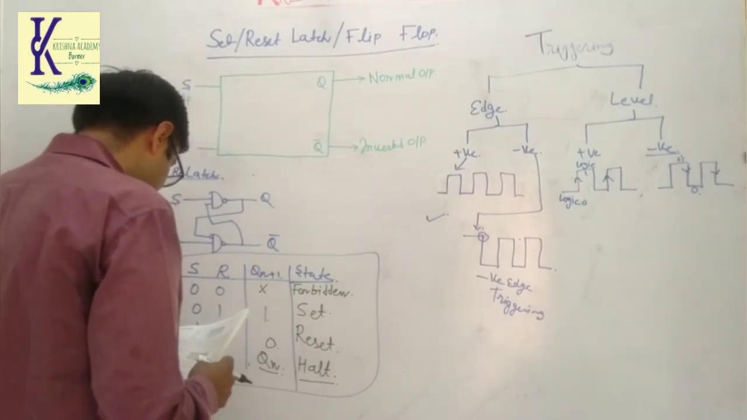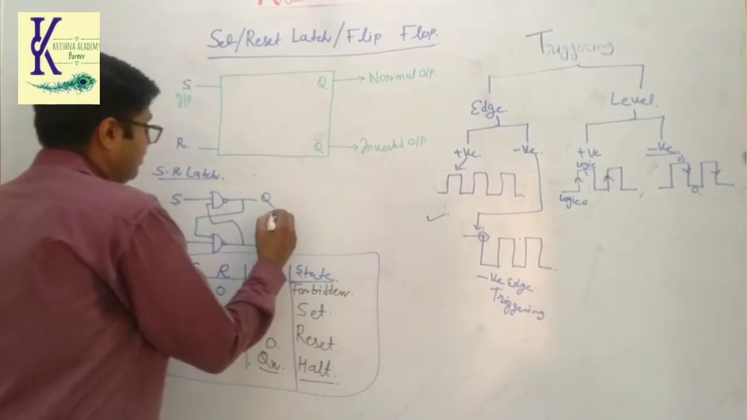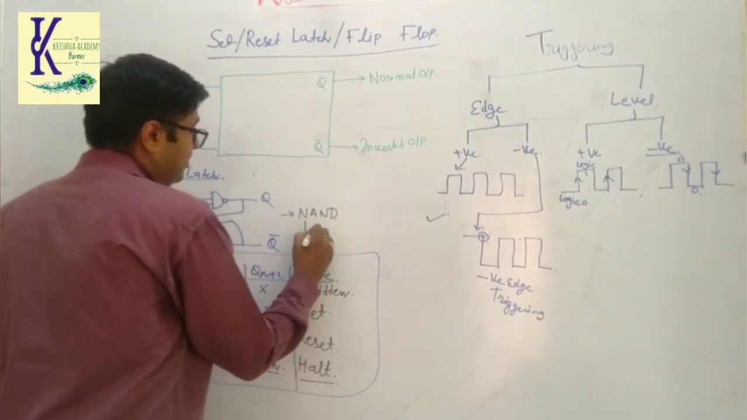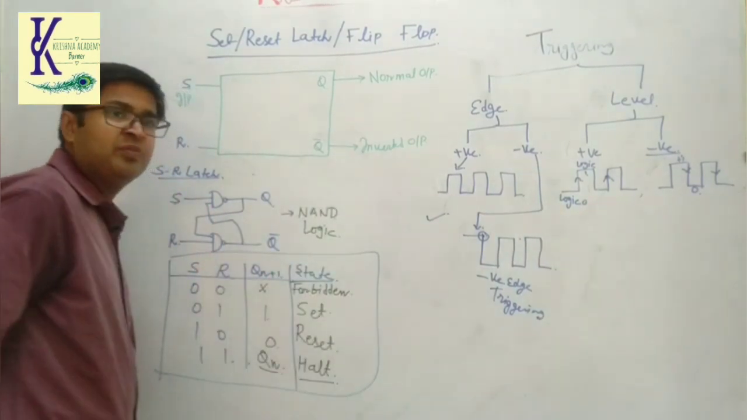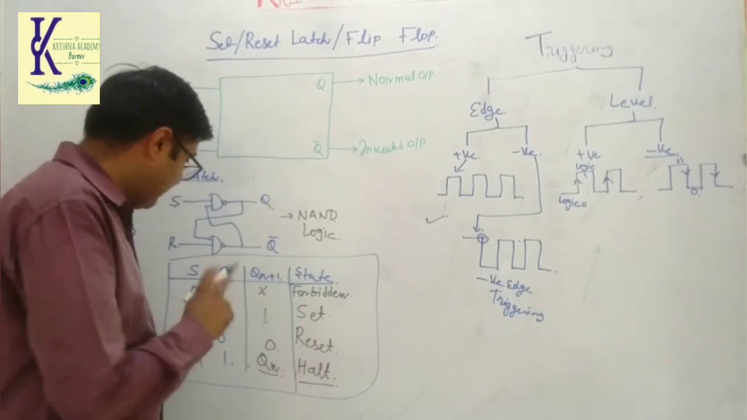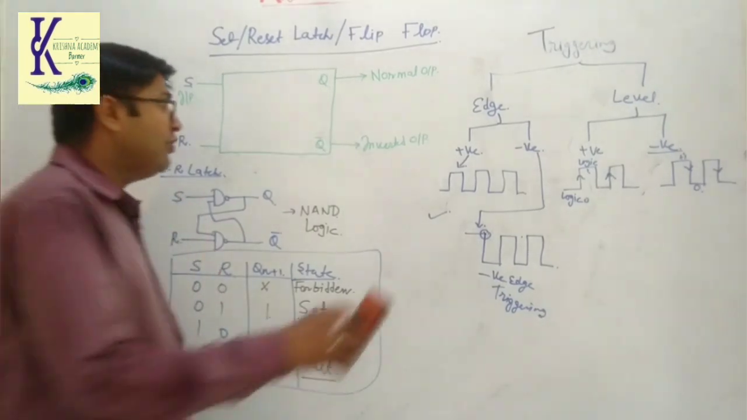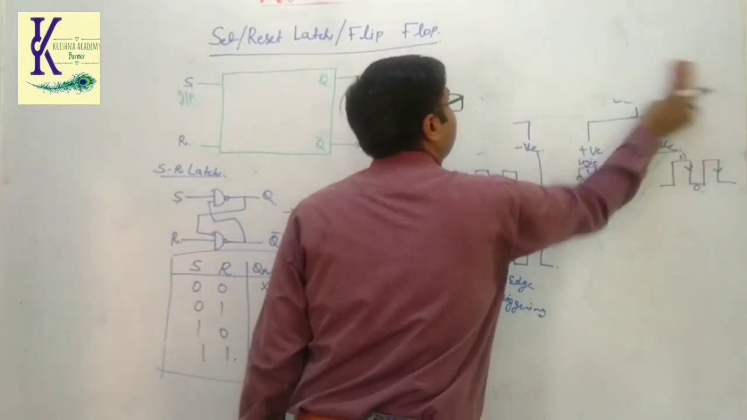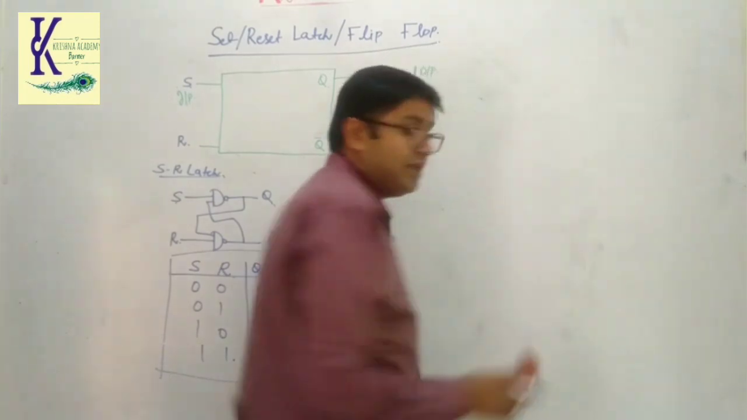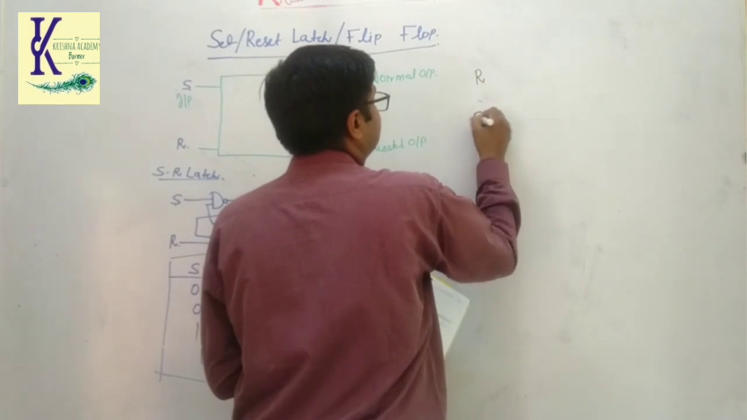Again, here it is used by NAND logic. This is NAND logic. What if we use NOR logic? Will the output change? Yes. By changing this scenario, the output will be changed. How is it going to be changed? Let me show you. If you are using a NAND gate, it is that output. In the NOR gate, the output will be changed. Here it is R, here it is S.